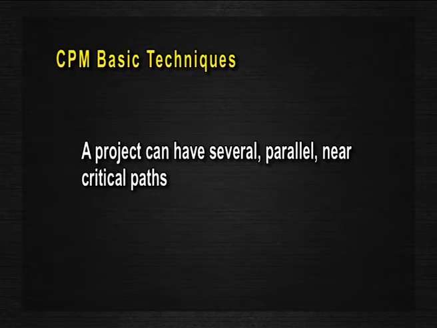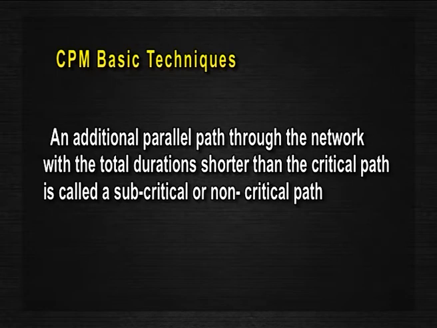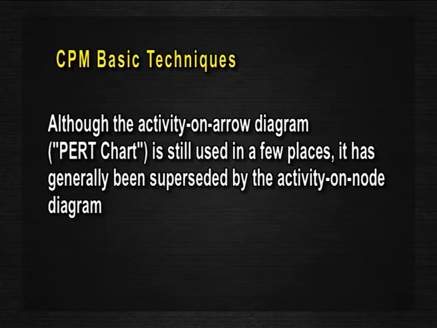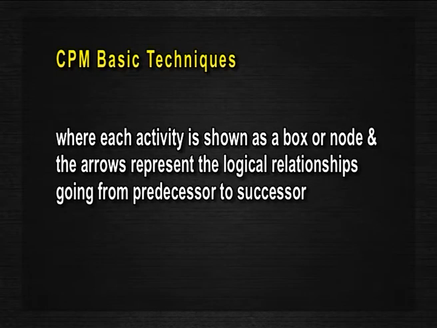A project can have several parallel near critical paths. An additional parallel path through the network with the total durations shorter than the critical path is called a subcritical or non-critical path. Although the activity on arrow diagram, that is the PERT chart, is still used in a few places, it has generally been superseded by the activity on node diagram, where each activity is shown as a box or node and the arrows represent the logical relationships going from predecessor to successor.